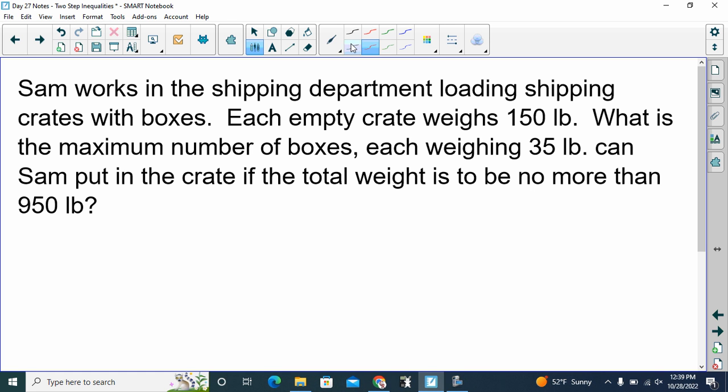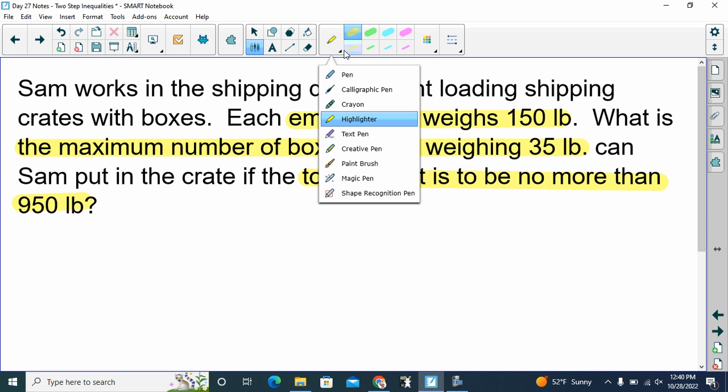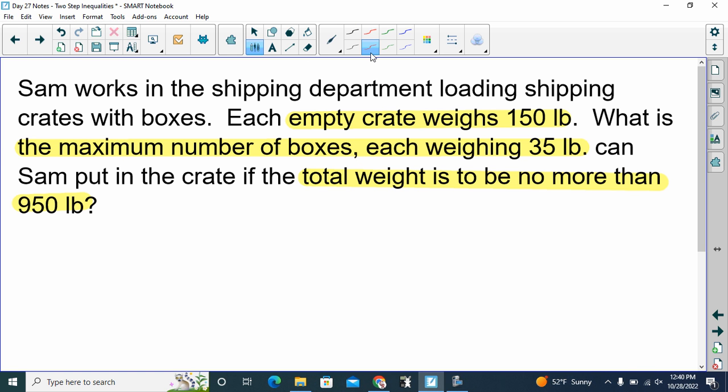If you're taking good notes there, I would write down a couple things. Empty crate weighs 150 pounds. We want to know the maximum number of boxes, each weighing 35 pounds. And the total weight is to be no more than 950 pounds. So we have an empty crate weighing 150 pounds. We're going to fill that crate with boxes. Each box weighs 35 pounds.